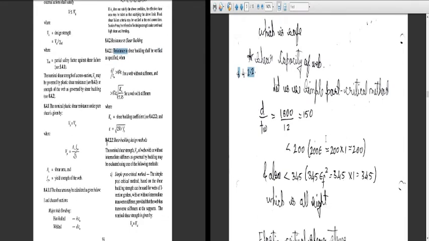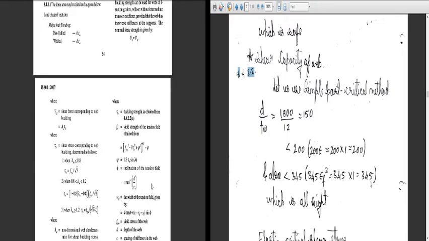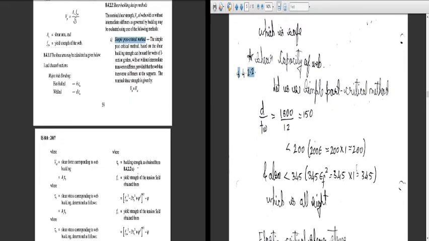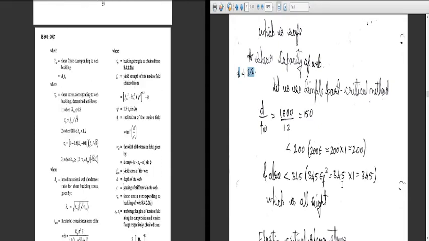Now, here you can see resistance to shear buckling is specified. This is what we want to do, 8.4.2.2 shear buckling design method. So, here they have clearly given the nominal shear strength Vn of webs with or without intermediate stiffeners as governed by buckling, which may be evaluated using one of the following methods. We have first the simple post critical method. Then we have the second method as well, the tension field method. So we are going to solve it according to the simple post critical method.